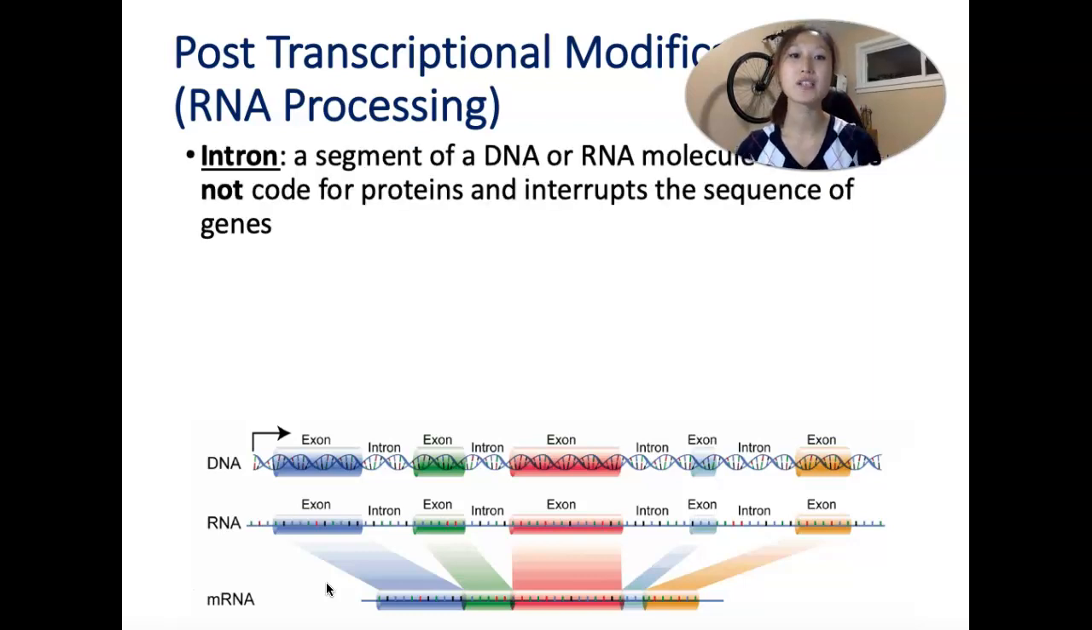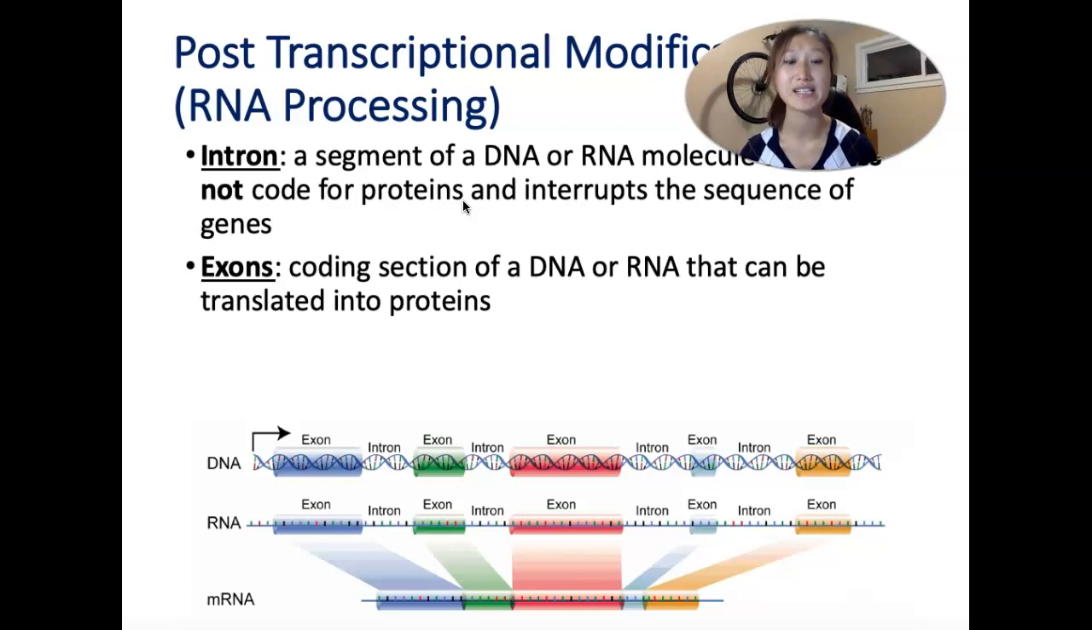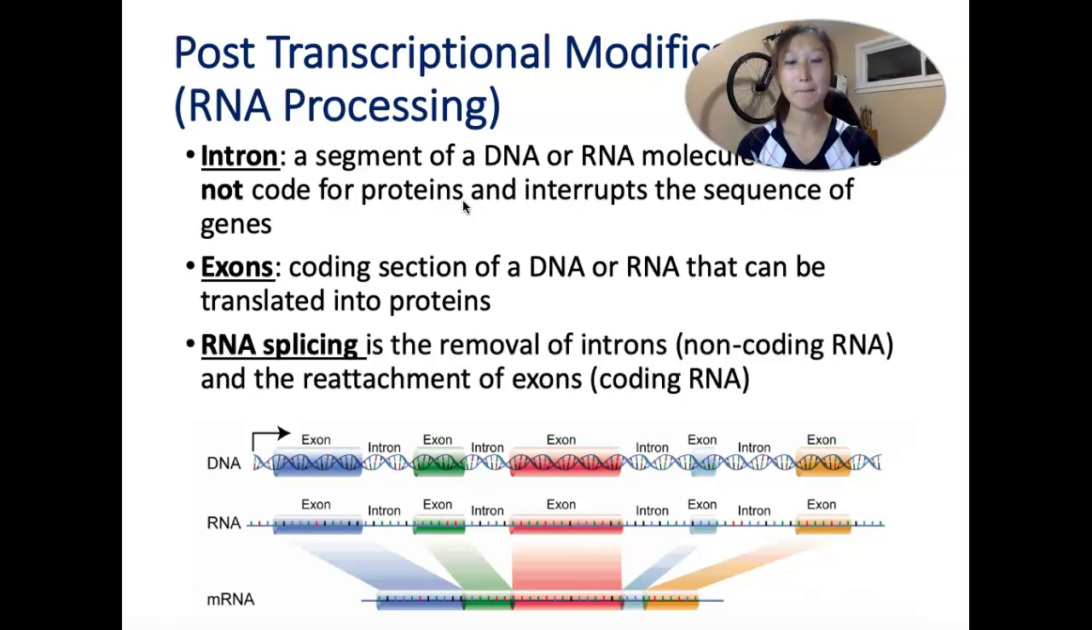So again, introns are the ones that do not code for proteins, and they interrupt the sequence of genes. And then exons are the coding sections of the DNA or RNA, and when you group the exon pieces together, that's how you can actually allow translation to happen next. So this entire process, we give it a name called RNA splicing, because we have the RNA, we're splicing it into pieces, and we remove the introns, and we reattach the exons. So this RNA splicing is only one type of RNA processing, right? This is one step that needs to be done before RNA is sent out of the nucleus.